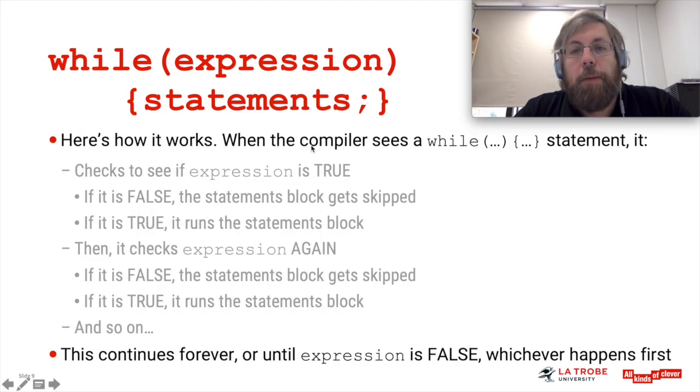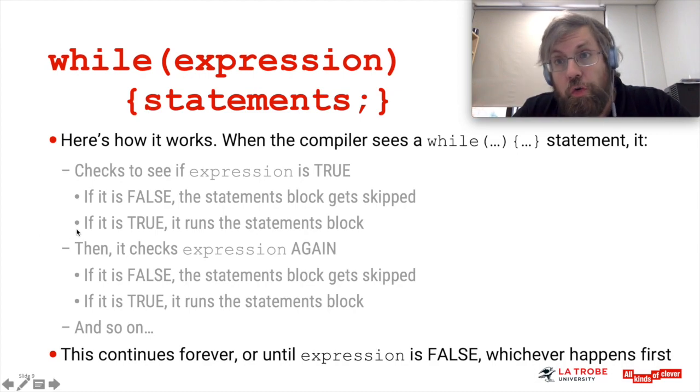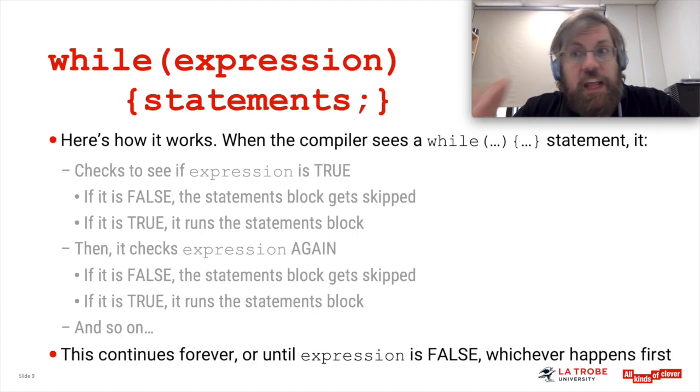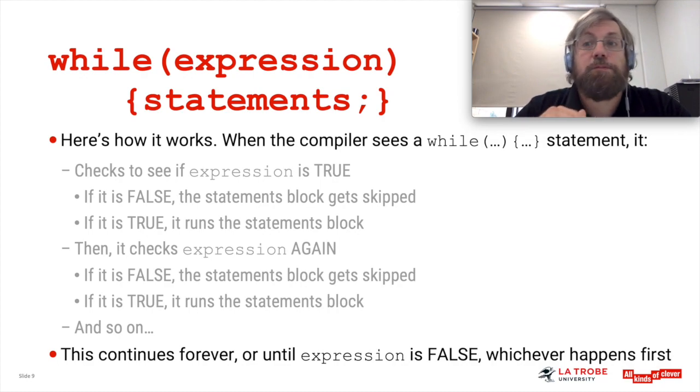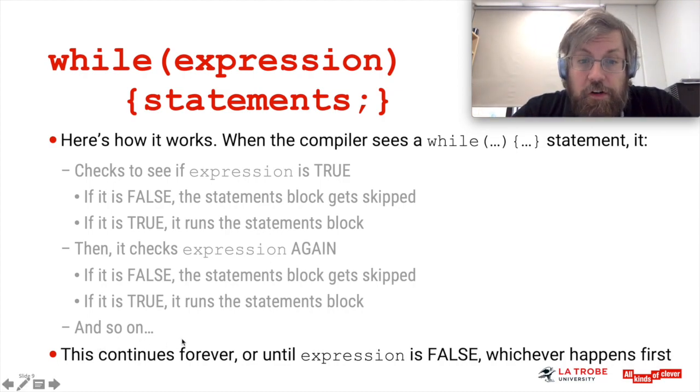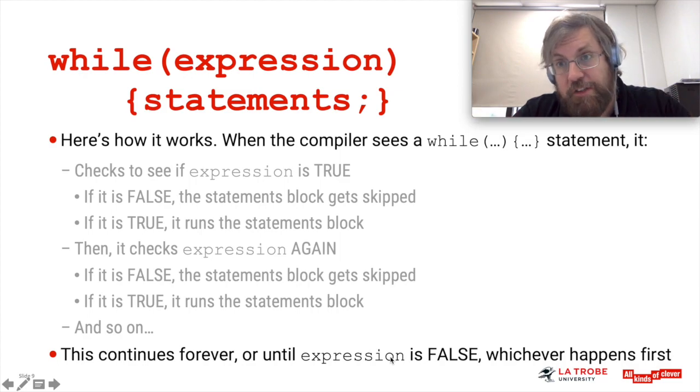So here's how it works. When the compiler sees a while statement, it checks to see if the expression is true. If it's false, it skips the statement block, just like in an if, and goes to the next line of code. If it's true, then it runs the statements block. Then, at the end, it checks expression again. If it's false, it skips over the statements block to the next line of code. If it's still true, it runs the statement block again. Then it checks expression again. If it's false, it skips the statement block and goes to the next line of code. If it's true, it runs it again. And this continues until expression is false, or forever, whichever happens first.